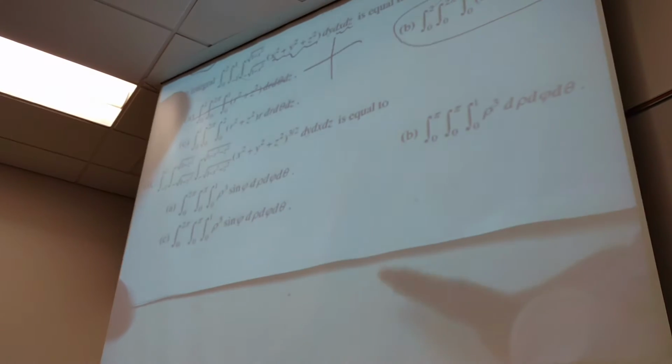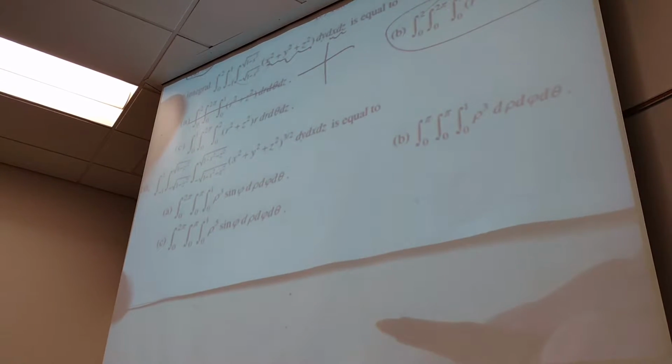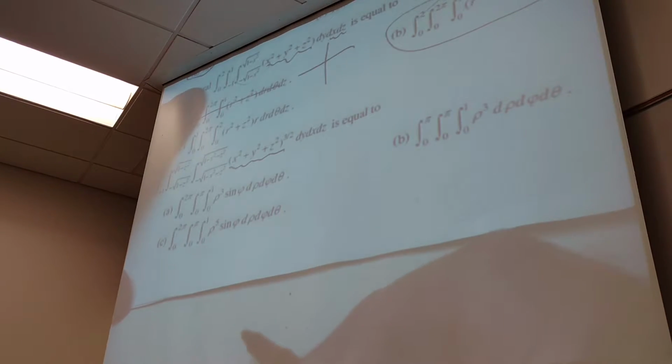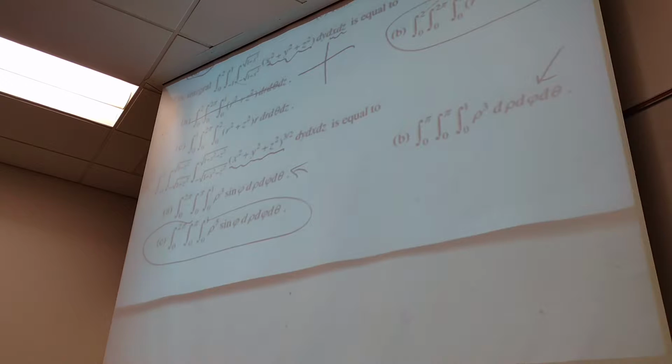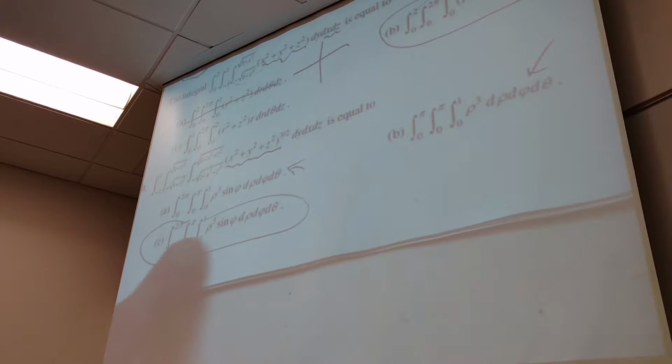Number 10, same kind of thing, except now I want to go to spherical coordinates. So this piece is going to be rho cubed, and it can only be C, because what are the other ones missing? The other rho squared. The other rho squared. So then you can double check to make sure they didn't make another typo.